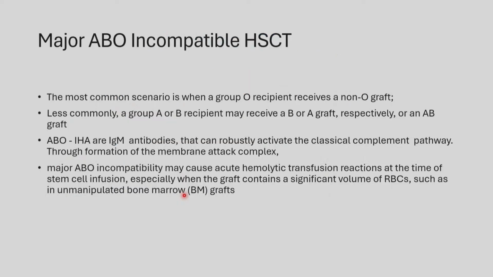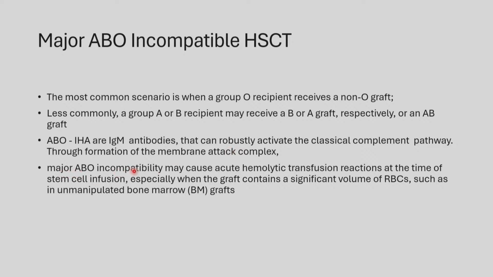So what are the issues with major ABO incompatibility in transplant? The most common scenario, which I showed in the previous slide, is a group O recipient with a non-O graft. Less commonly, a group A or B recipient may receive a graft from B or A, and sometimes AB. So these are the subset of major incompatible patients which we commonly see in practice. The antibodies are IgM antibodies that can robustly activate the classical complement pathway through formation of the membrane attack complex, which then leads to hemolysis.